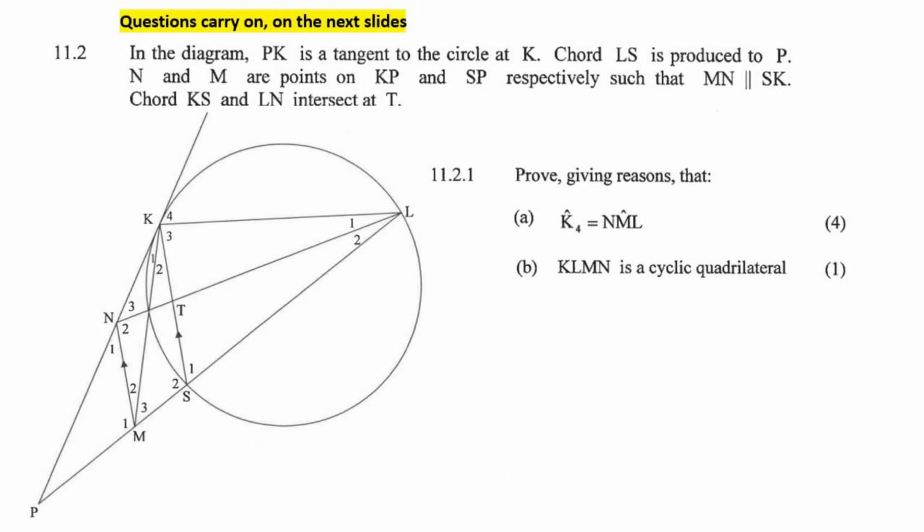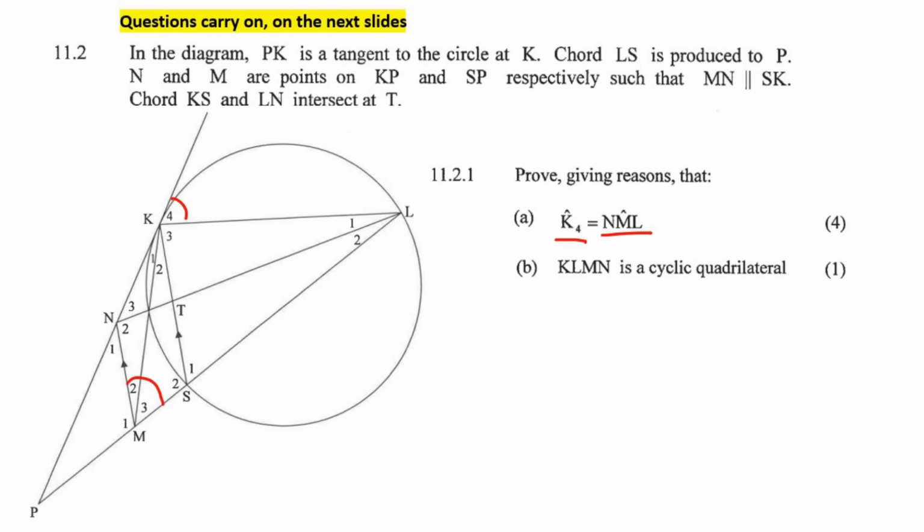The first question says, well, let's first see what they say. In the diagram, PK is a tangent. Okay, fantastic, so that's a tangent. Chord LS, and so on, respectively. Okay, they said that these lines are parallel. They've shown us that, so that's nice. And then the chords intersect at T. The first question, for 4 marks: prove that K4, so where's K4? K4 is here, is equal to angle NML. Where is NML? Oh, okay, so that's that whole angle.